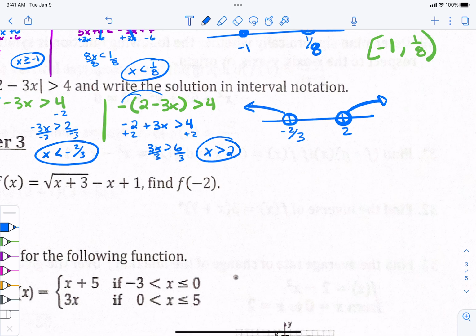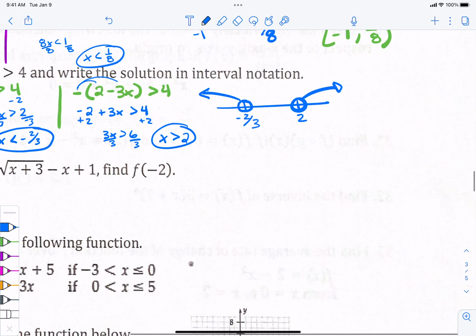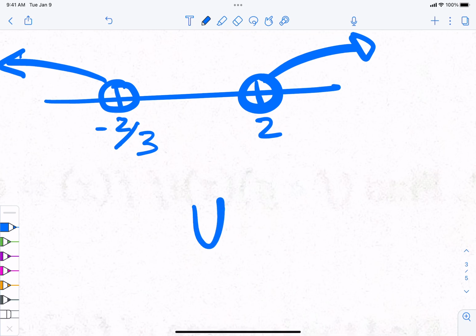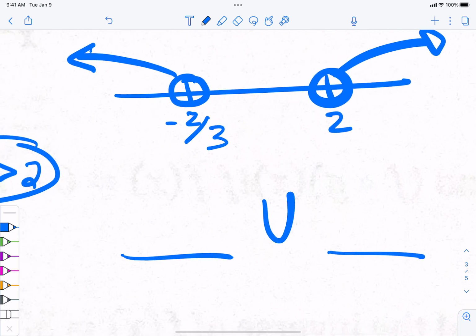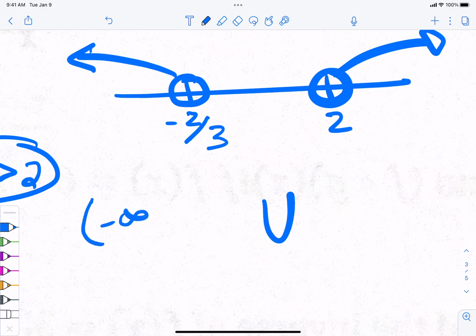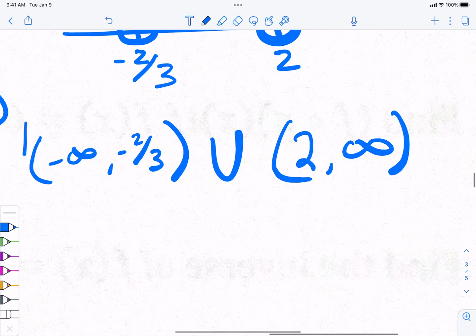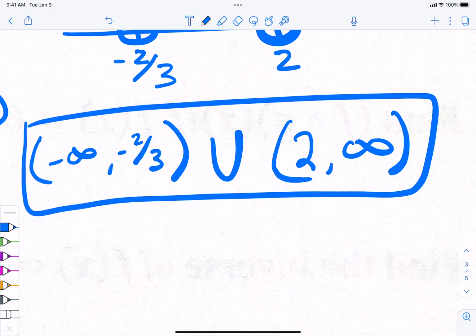How do I do interval notation? You're going to have two chunks, two pieces. So I'm going to have a union here, with this chunk over here and this chunk over here. This one goes from negative infinity, and infinities always have parens, to negative 2/3. Is that a bracket or paren? Paren. And then 2 to infinity, with parens for both of those. So that's your interval notation. Good?